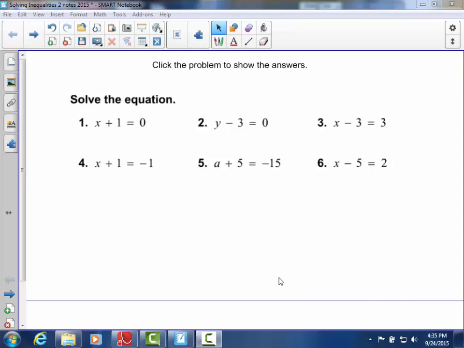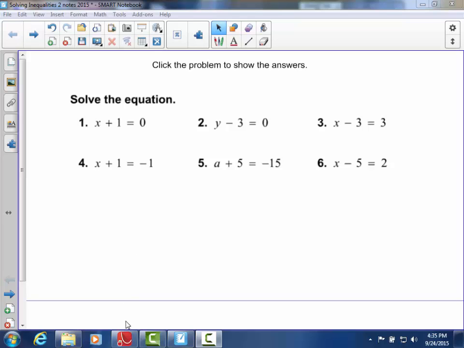Right, so this first screen that you're looking at, you're going to solve the equations. We talked about solving equations multiple times, so go ahead and pause the video and y'all work 1 through 6.